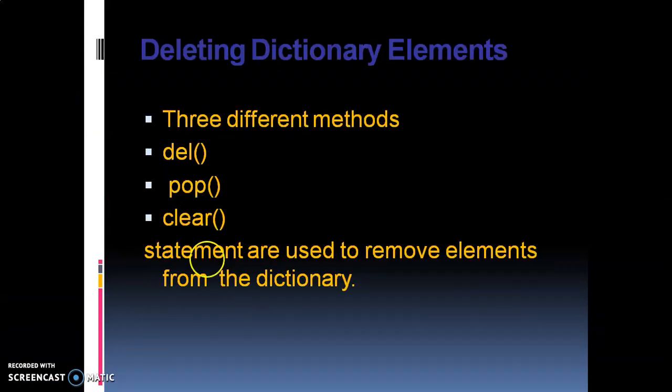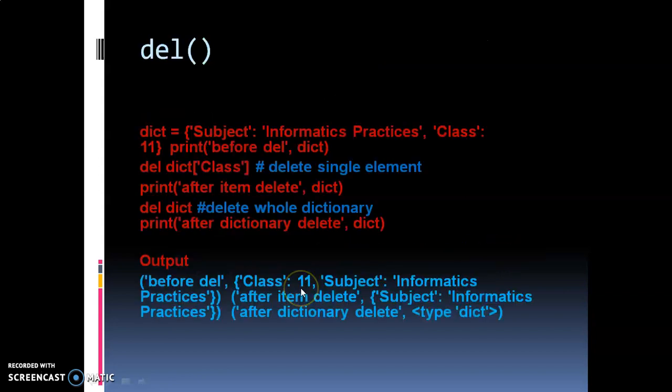Now there are three methods. First one is delete or del method, pop, clear. In delete, we can remove a single element and can also remove all the elements at once. In pop, elements are removed one by one. In clear, all are removed in one go. So delete can be taken as the combination of both pop and clear. These statements are used to remove elements from the dictionary.